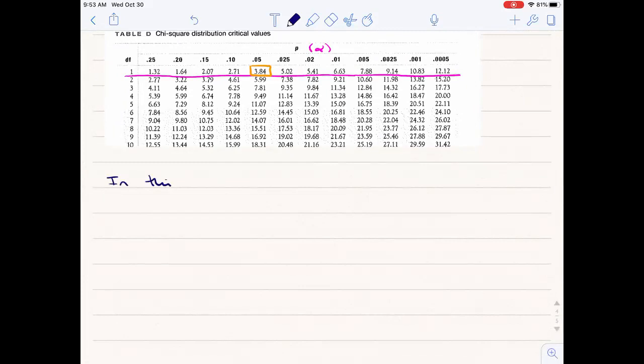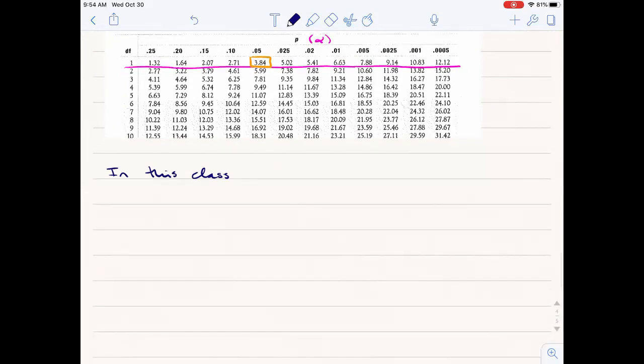In this class, 3.84 and above, or just above? And above, yeah. It's very unlikely that you'll get exactly 3.84, but if you do, that's weird, but also, just reject the null hypothesis. Unless it costs a ton of money, then don't.